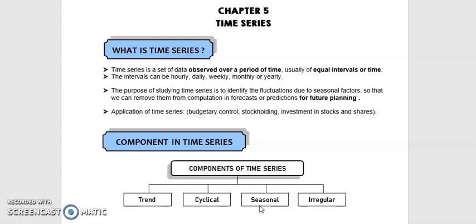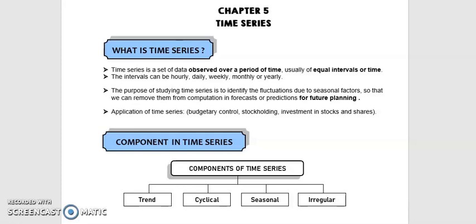For example, if you have a school uniform shop, your sales will increase at the end of every year, because in January students will come back to school again. Or maybe during Chinese New Year, sales of oranges will increase as well. So you can see that at a certain period of time, the value of the variable tends to increase or decrease.